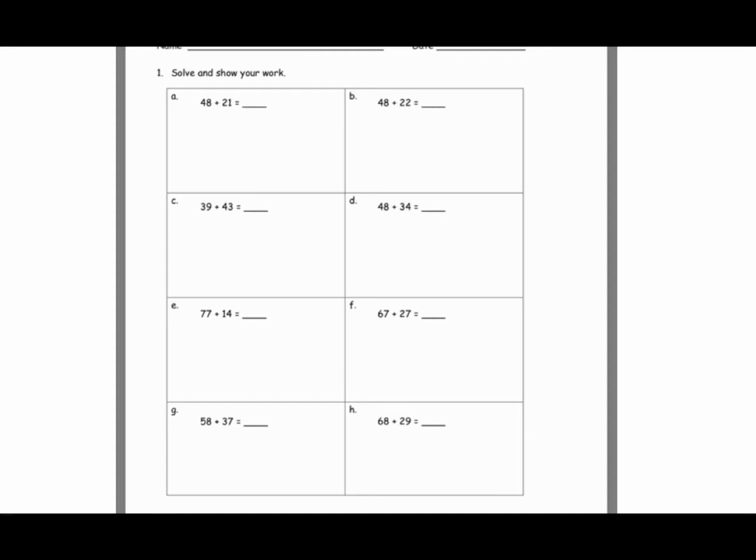I could decompose the 21 into 20 and 1. Then, boys and girls, I'm going to add 48 plus 20, and I'll write it down here. 48 plus 20 equals 68. But I still have the 1, boys and girls, so 68 plus 1 equals 69.